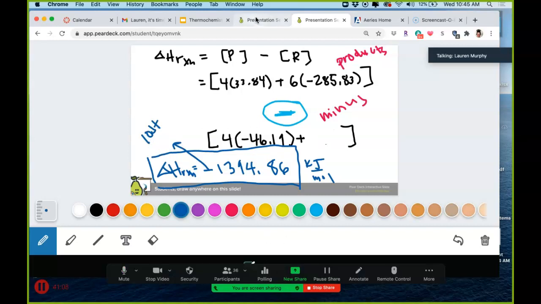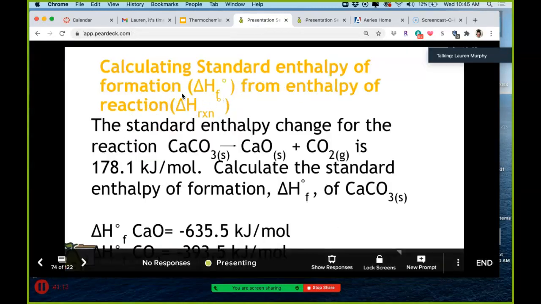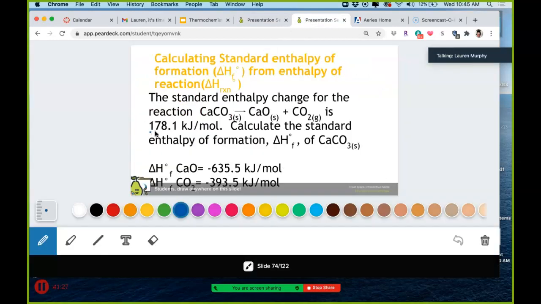All right. So now we're going to try something a little bit different. We're going to calculate an enthalpy of formation value. In the last couple of problems, we calculated delta H of the overall reaction using formation values. Now I'm going to give you the delta H of the reaction, and I'm going to ask you to calculate the formation of one of the substances.